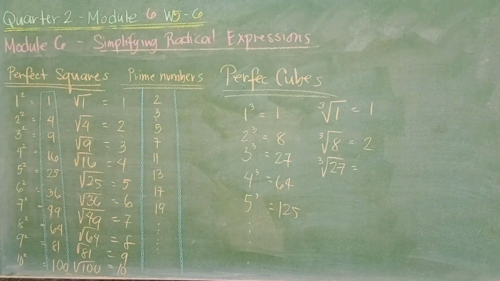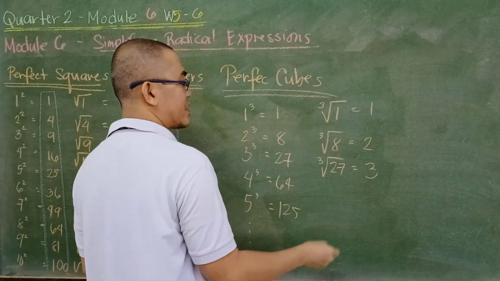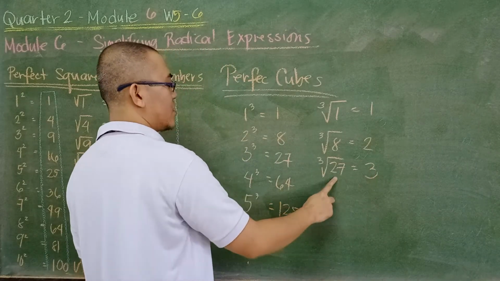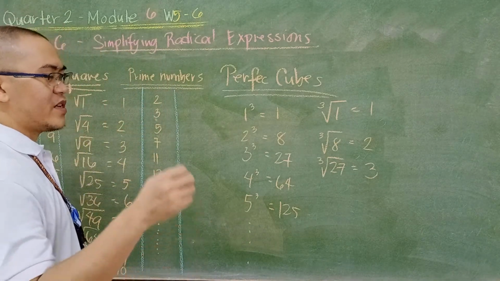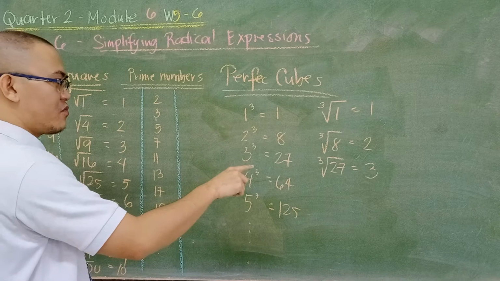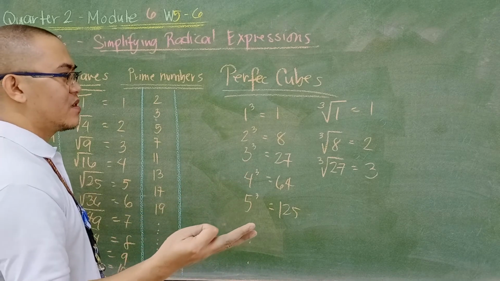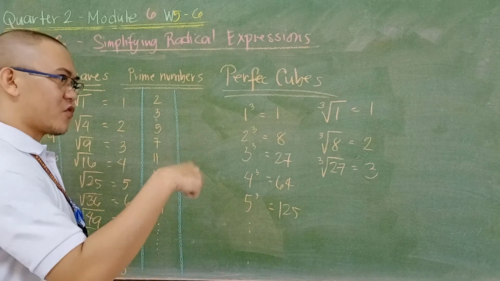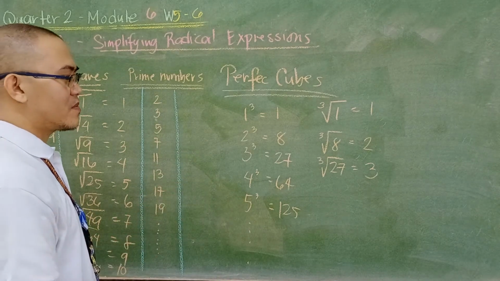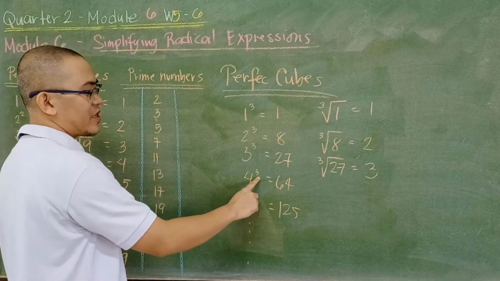Cube root ng 27. Ano yung number na multiply mo ng 3 beses para makuha yung 27? It will be 3. Kasi 3 times 3 times 3 will get 27. So, dito sa mga perfect square, nag-multiply ka lang ng 2 beses. Dito sa perfect cube, nag-multiply ka ng 3 beses. So, kapag 4th root, nag-multiply ka ng 4 na beses. Kapag 5th root, nag-multiply ka ng 5 beses. So, dito nag-multiply lang ako ng 3 beses.